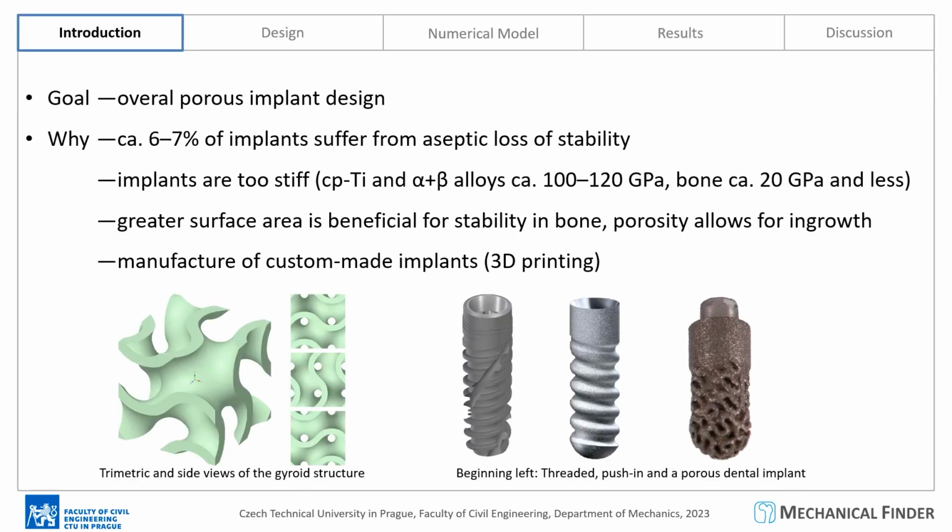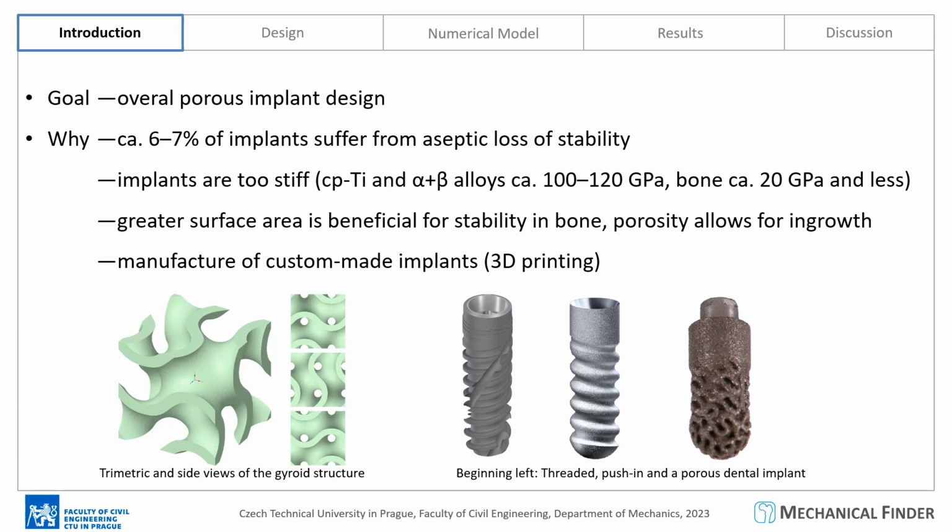The goal of my research is to design a novel porous implant. That can be done by applying a porous structure on the surface of the implant. The reason to do this is that 6 to 7% of implants still suffer from septic loss of stability. Conventional implants are far too stiff and their elastic moduli reach values over 100 gigapascals, whereas bone has a modulus of about 20 gigapascals or even less.